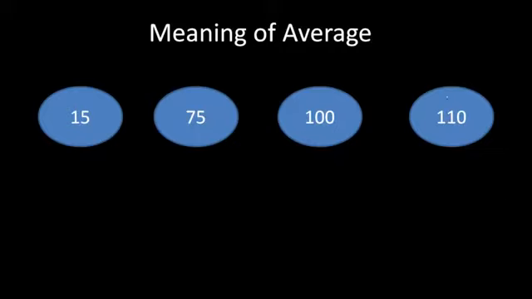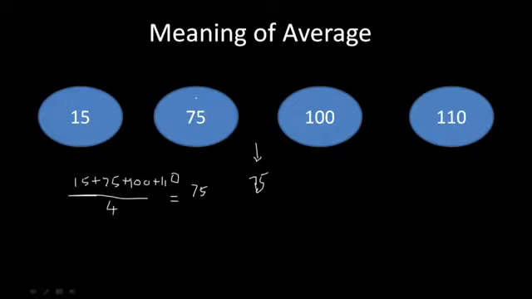If you calculate the average of these numbers, 15 plus 75 plus 100 plus 110, divided by 4, you get your average to be 75. Now let us understand what exactly 75 is. 75 is how far from 75? It's 0 far, it's exactly the same. Now 75 is how far from 15? It's 60 backwards, isn't it?